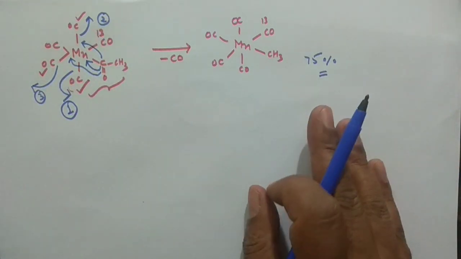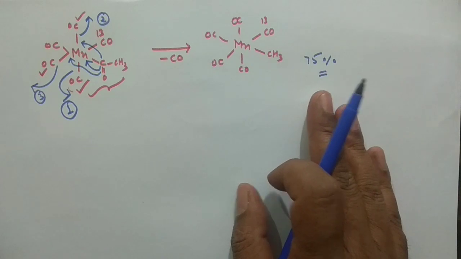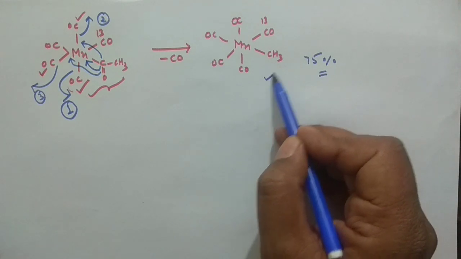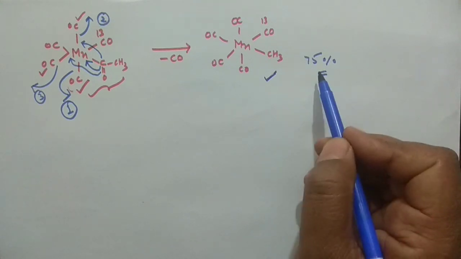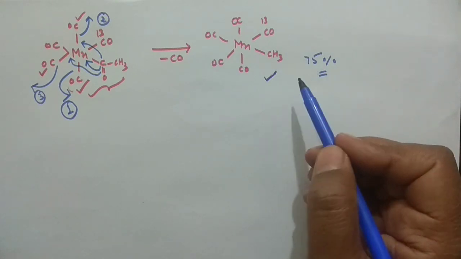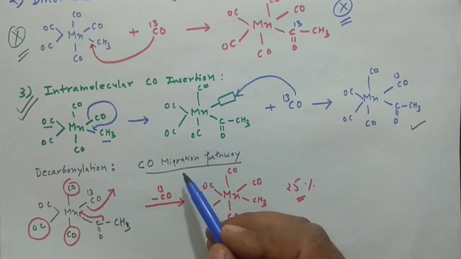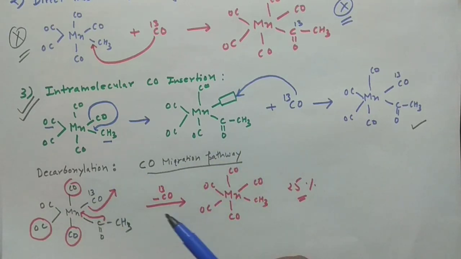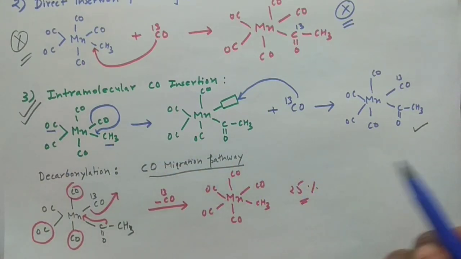So total 75%. But experimentally this is not found. Experimentally it is not found that you are getting 75% of the complex with the labeled carbonyl group. It is assuming 75% if you follow the CO migration pathway, but experimentally it is not found. So that means for this decarbonylation reaction, the CO migration pathway is not a very feasible pathway. I have already told you this is feasible kinetically, but practically it is not. Experimentally it is not found.